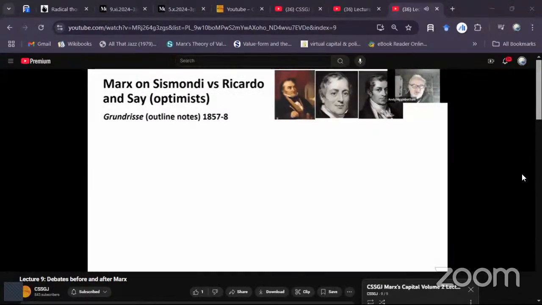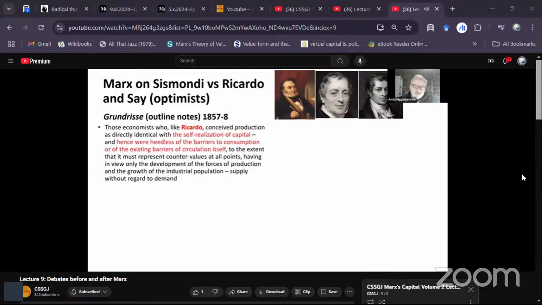So Marx is wrestling with this in the Grundrisse, written 10 years before Capital. Many people see this as the first draft of Capital. And the debate is between two trends before Marx. The first and better known trend is that of Ricardo and Say, and they represent the last word in bourgeois economics before Marx.